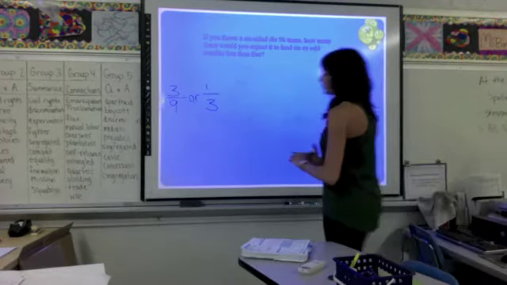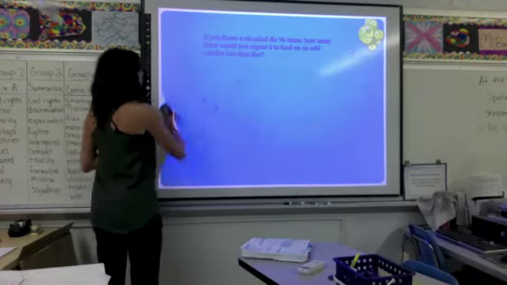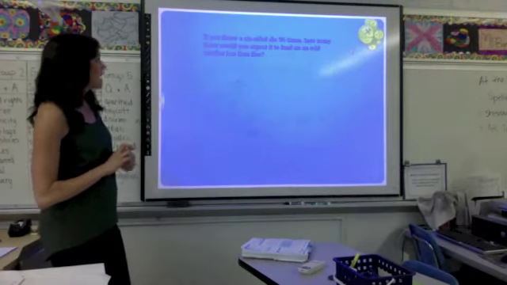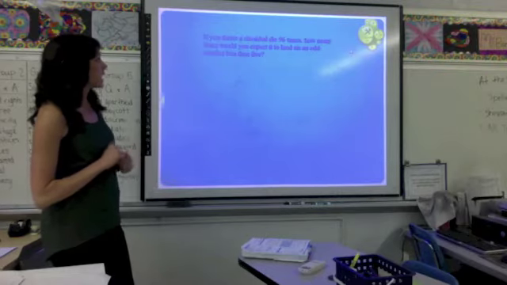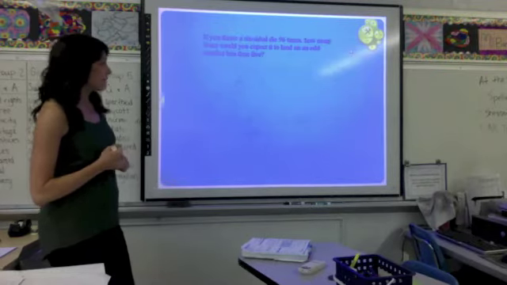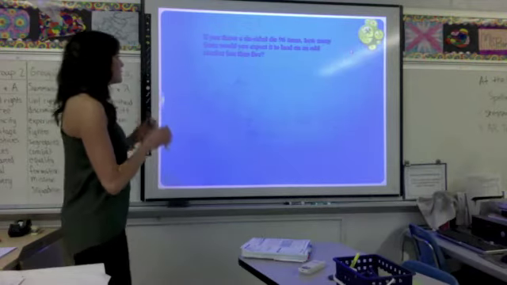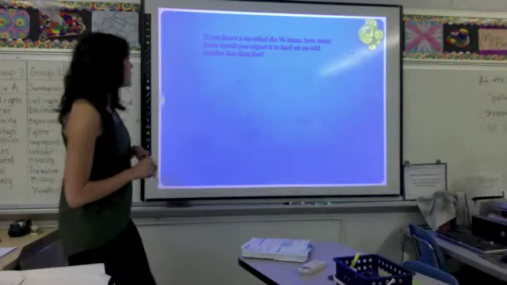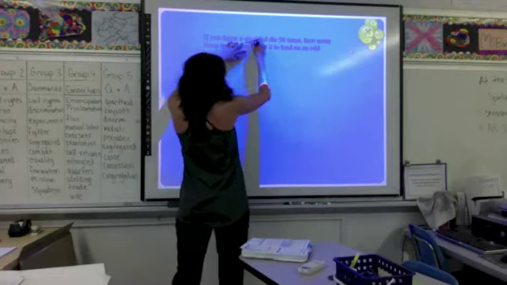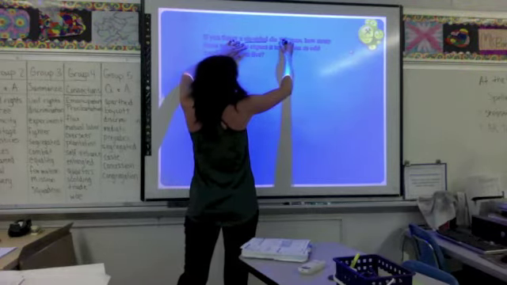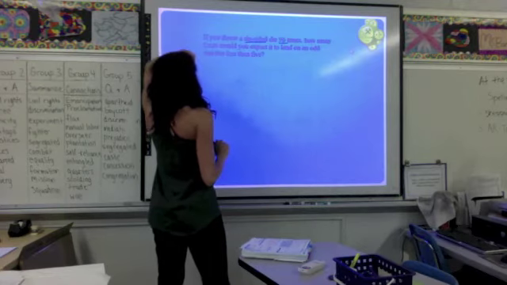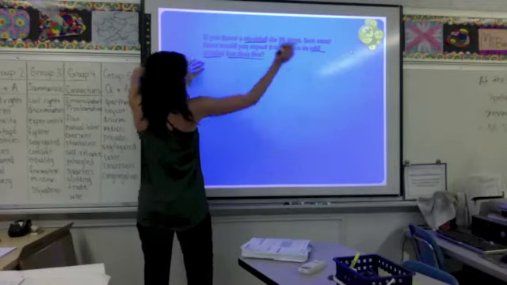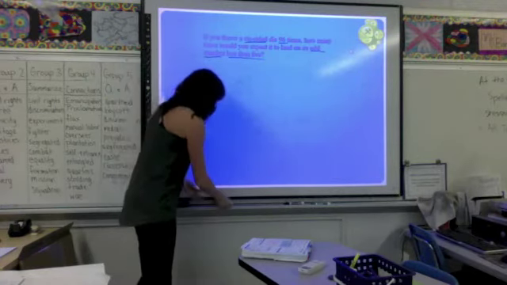Okay, let's go ahead and do another dice problem. This question says, if you throw a 6-sided die 96 times, how many times would you expect it to land on an odd number less than 5? So since this has a few steps, a few pieces of information that we need to know, I'm going to underline the important information in this problem. We know that we have a 6-sided die. We're going to roll it 96 times, and it has to be an odd number less than 5.